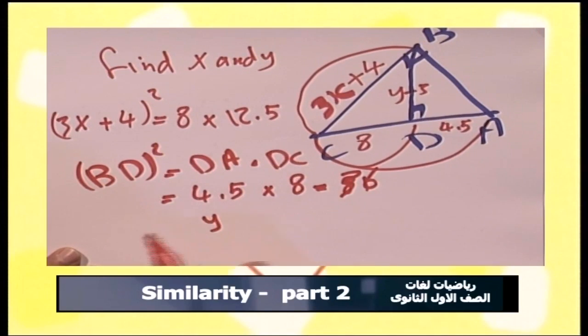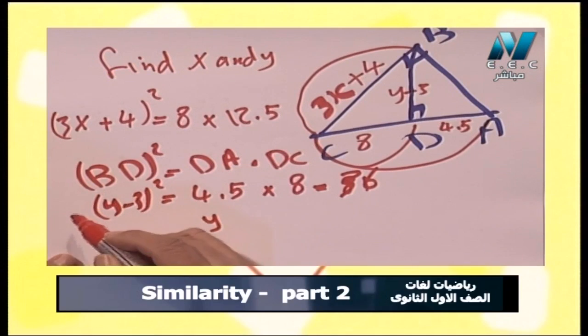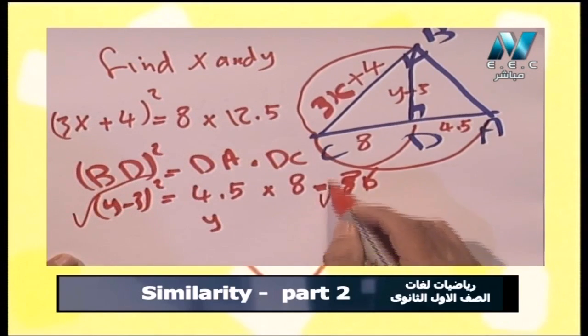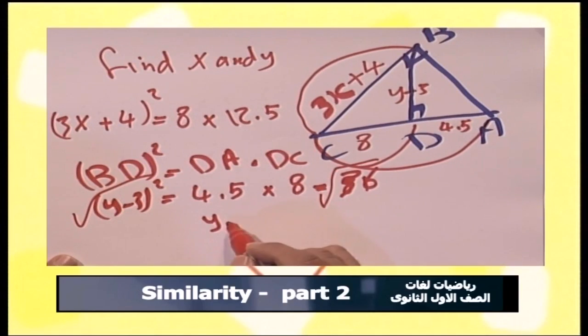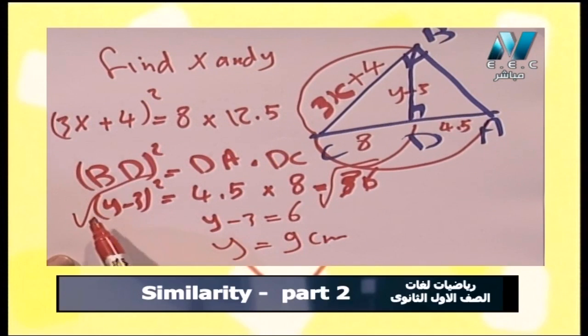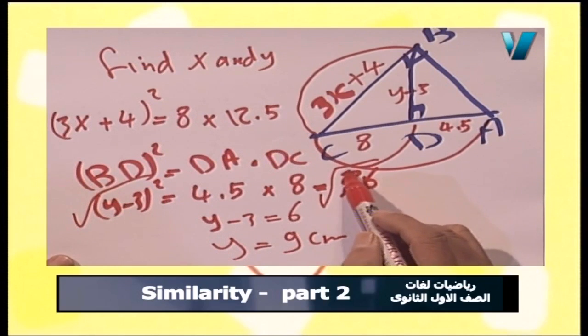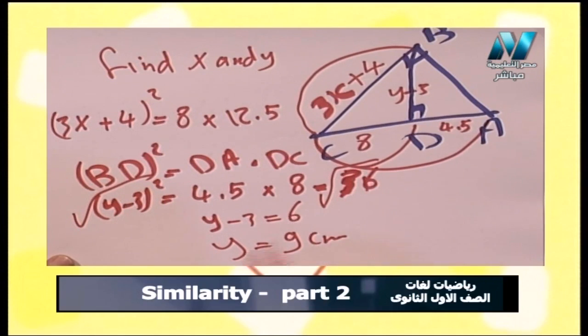And we have here this number (y - 3)^2 = 36. Get the square root, so y - 3 = 6, so y = 9 centimeters. Don't forget that when we take the square root here, we take the square root of the other side too, 36.